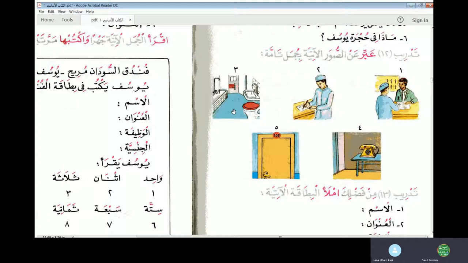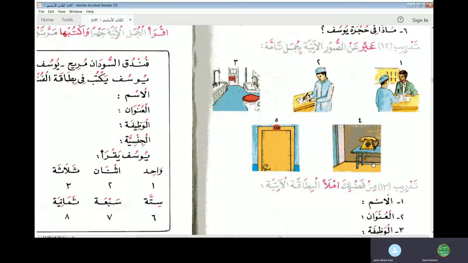Next, fi hujrati Yusufu hauzun, hammamun. There's also a sink, yes. Hauzun wa hammamun. Hammamun, bathroom. This is all for charge. Okay, yeah.